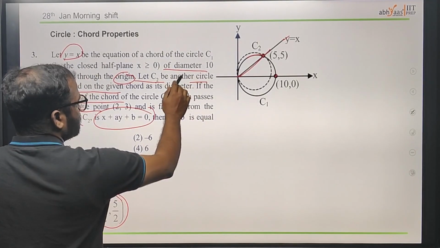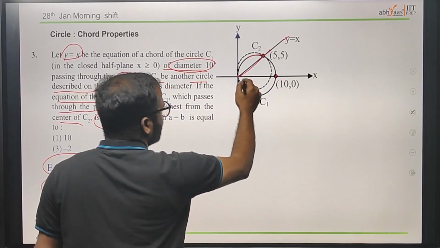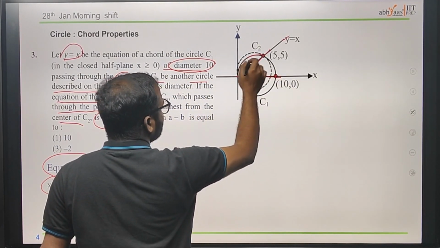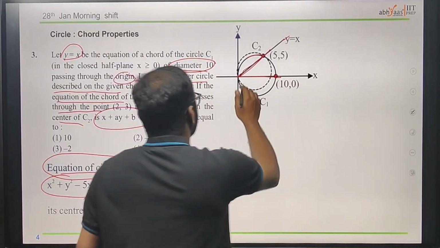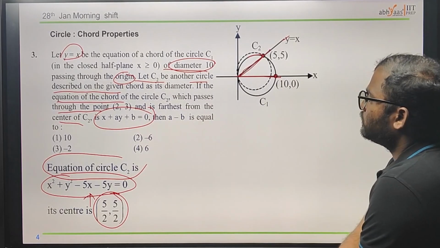Now we are just taking the diameter, this diameter. This is the diameter of 5, and 5/2 is the radius of it. We can easily see.